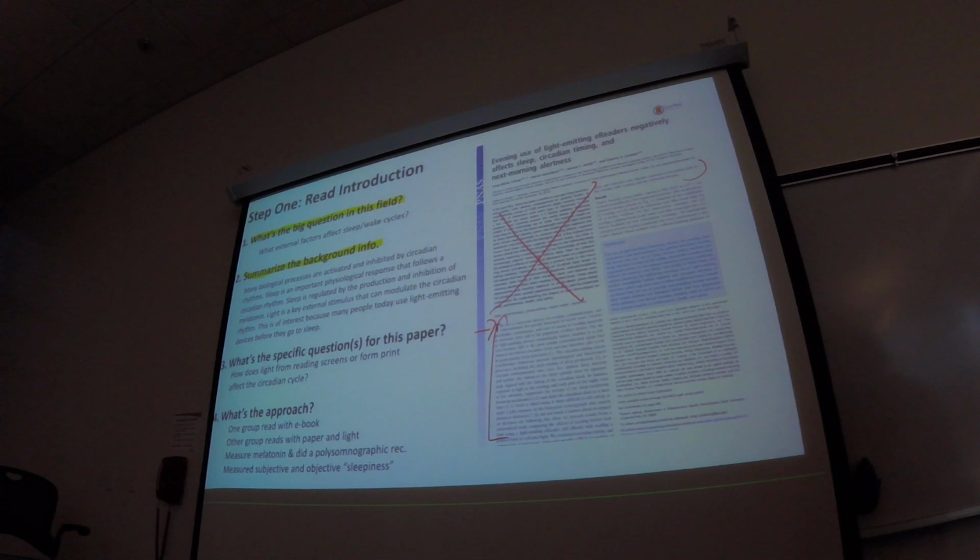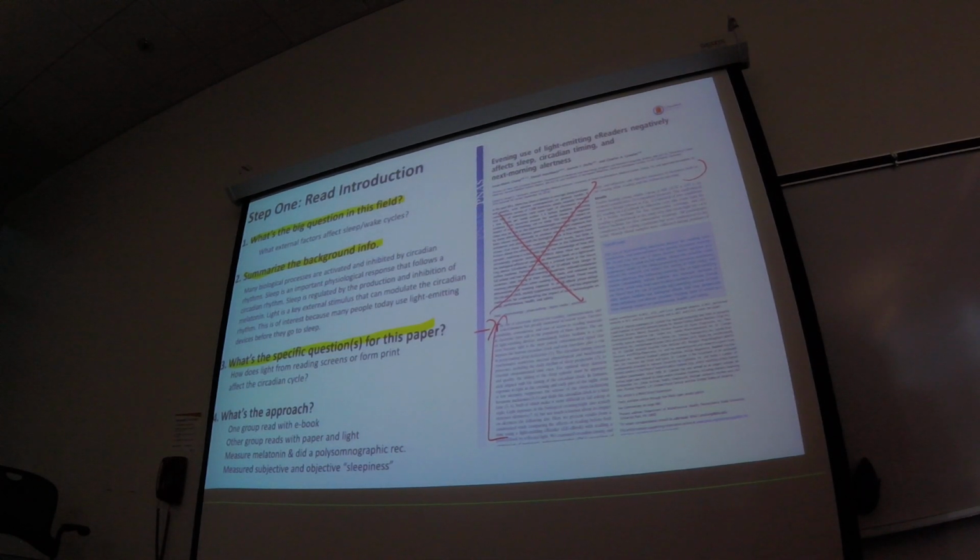And they're saying, a lot of people use phones, tablets, and computers, and those are also light-emitting objects, and those are used at nighttime. So what's the effect of that? That gets you to the bigger question. What's the specific question this paper is going to answer? It's: does reading from screens or print form affect the circadian cycle? Reading a paper with light shining on it or reading from an iPad may be significantly different from one another when it comes to reading at night, doing anything at night.